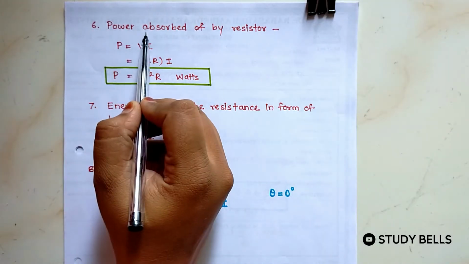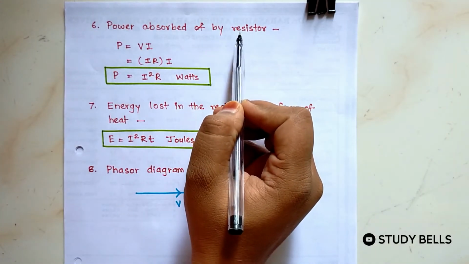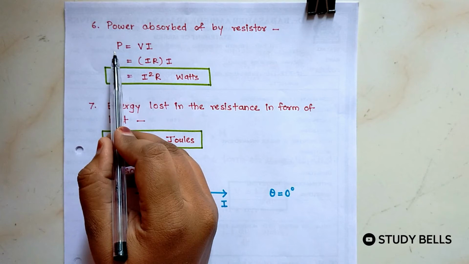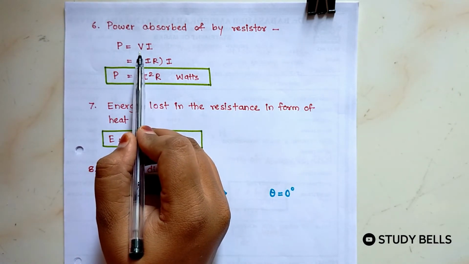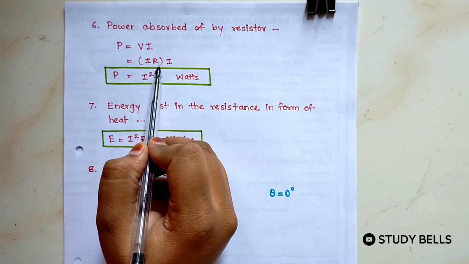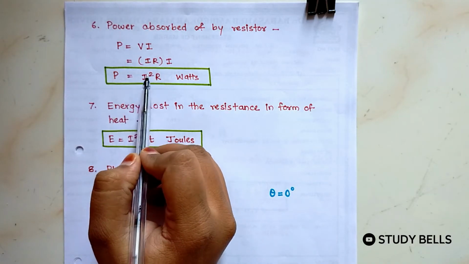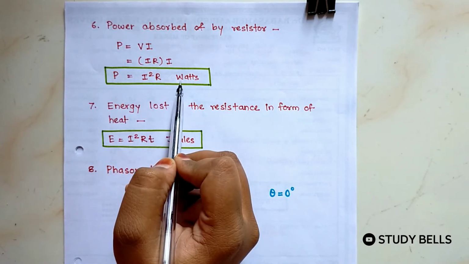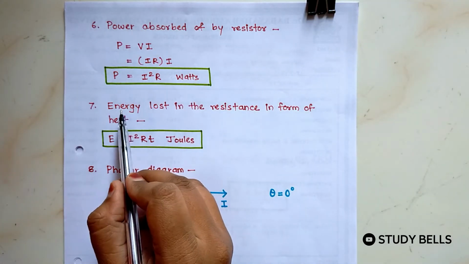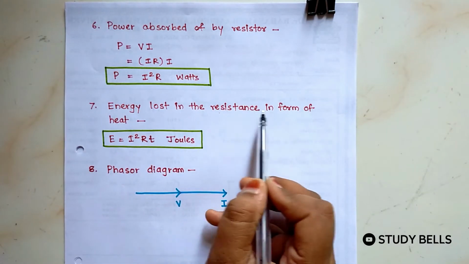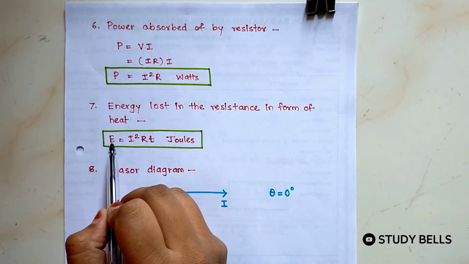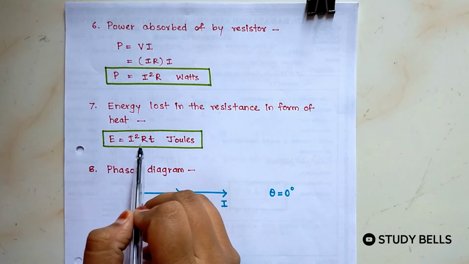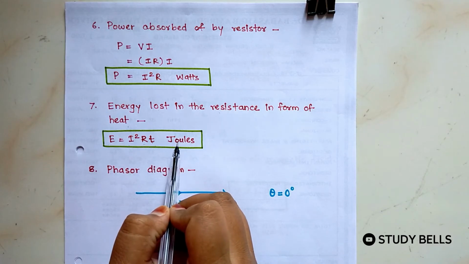Now, power absorbed by resistance is given by the formula P is equal to VI. According to Ohm's law, V is equal to IR. So, P is equal to I square R in watts. Energy is lost in the resistance in the form of heat. So, energy can be given by the formula I square RT in joules.